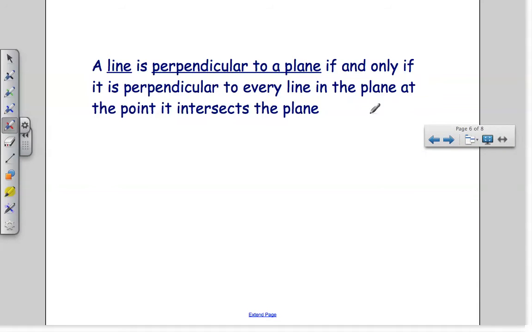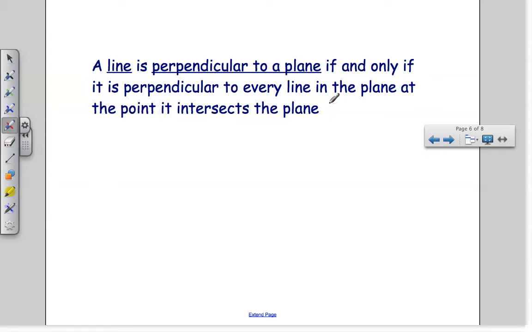One more, it's not labeled as a postulate, but it's a really important statement here: a line is perpendicular to a plane if and only if, remember that if and only if means it works both ways. We could reverse the if and then, it would still work. So, if and only if it is perpendicular to every line in the plane at the point it intersects the plane. Sounds really complex here. A line is perpendicular to a plane if and only if it's perpendicular to every line in the plane at the point it intersects the plane.